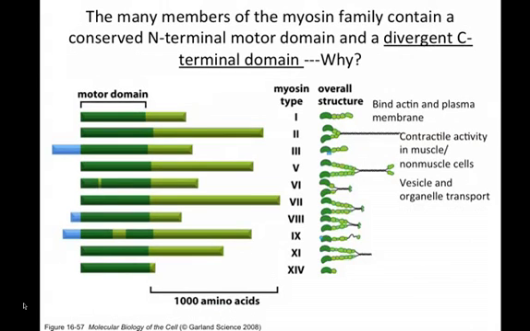filament. Okay, so there's many different members of this family of motor proteins. These are all different myosins. They contain a conserved N-terminal motor domain. What does that mean? What does that mean about this domain? They're all pretty much the same.